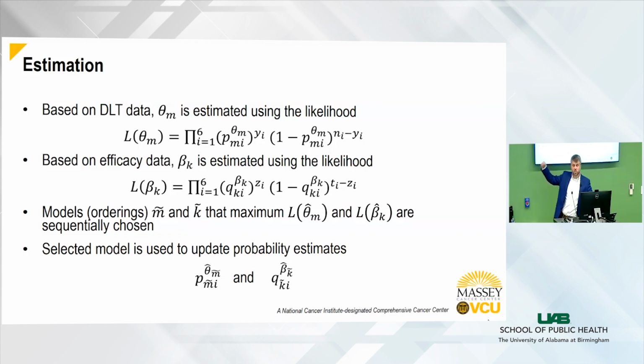So we sequentially choose the ordering, right? Maybe ordering one looks the best for both endpoints after 3 patients, and then it switches to another one after 4 or 5 patients. I'm using the data to tell me which ordering is most consistent with that data. And then I'm selecting the model under that chosen ordering and updating the estimates for the probabilities of each outcome. Okay. Now I'm going to use those probabilities to make some decisions.